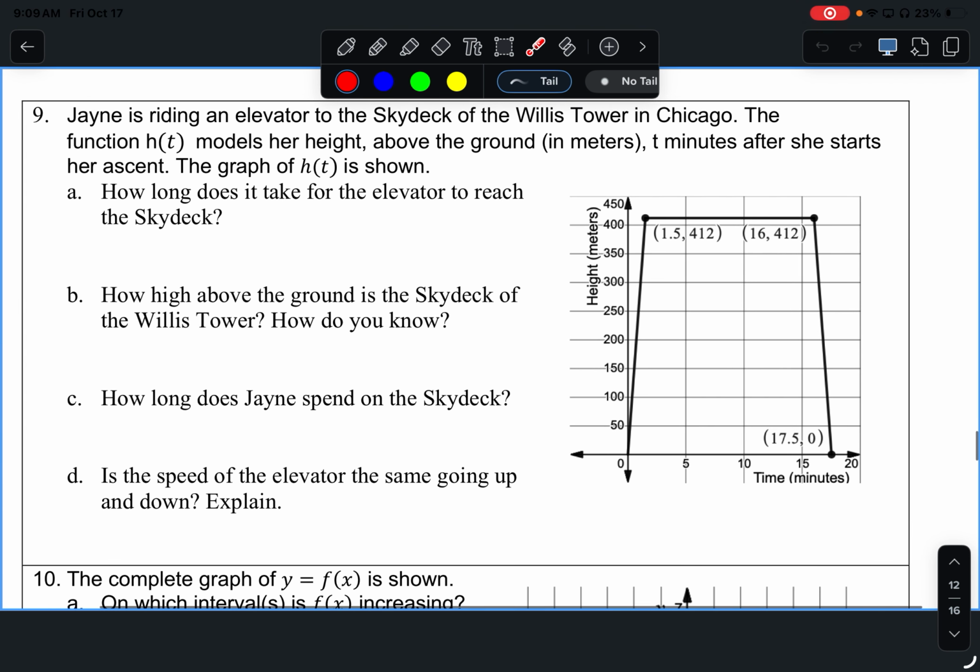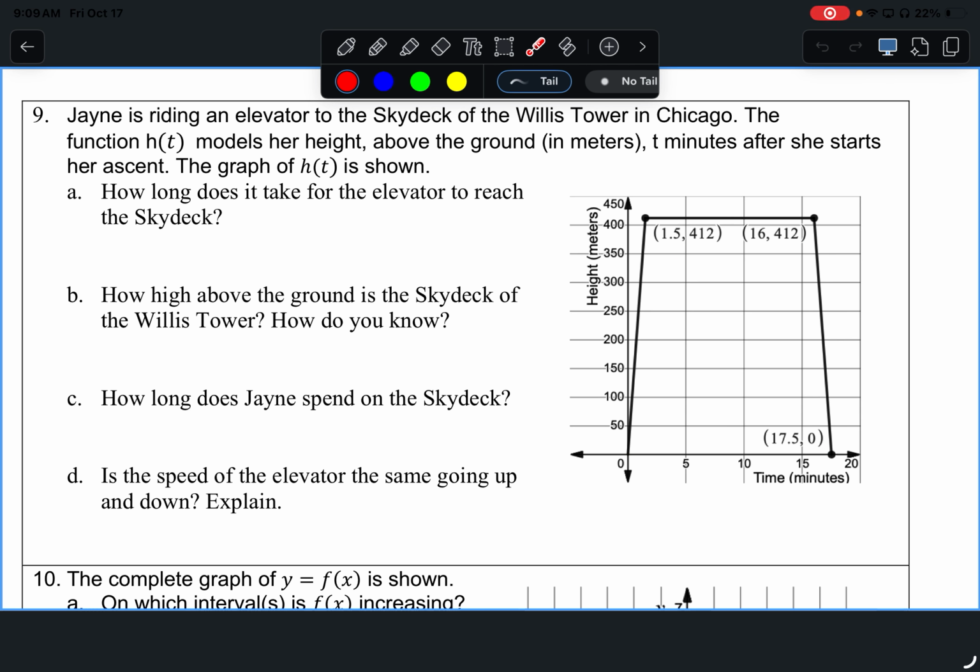Okay, for number 9, Jane is riding in an elevator to the sky deck of the Willis Tower in Chicago. The function h of t models her height above the ground in meters, t minutes after she starts her ascent. The graph of h of t is shown. Okay, so we have everything we need here. We have our time in minutes. We have our height. These points and their coordinates tell us everything we need to know. And this coordinate is 0, 0. Okay, it gives us everything we need with those coordinates.